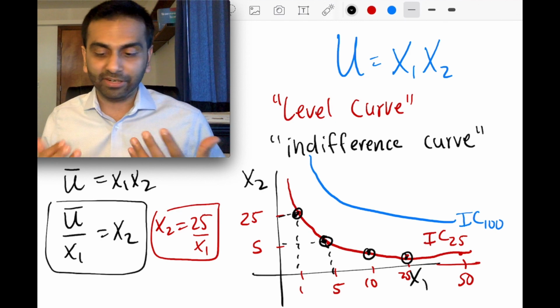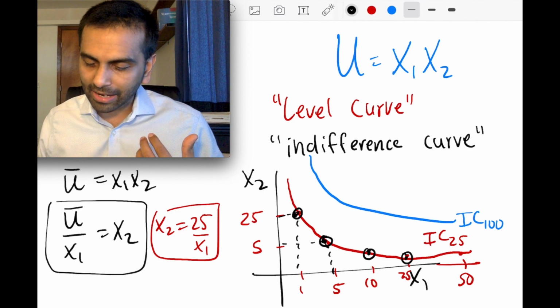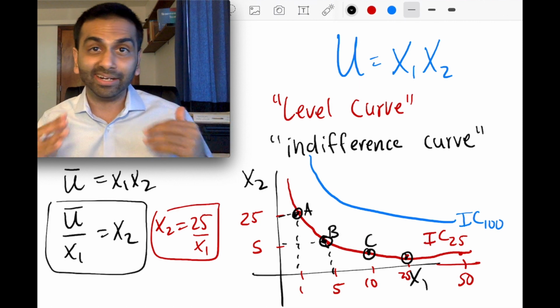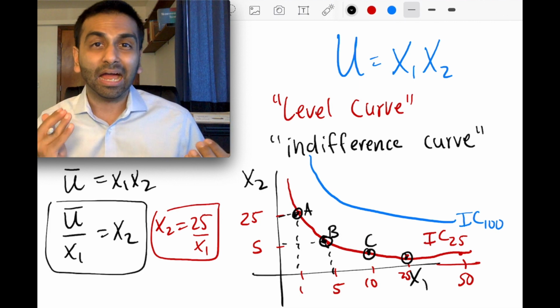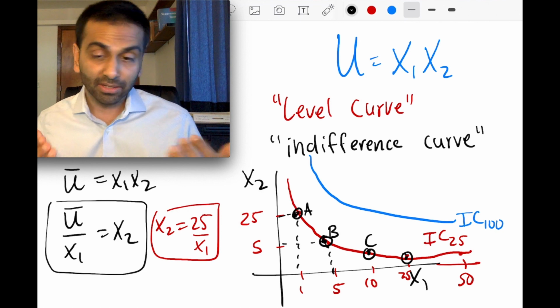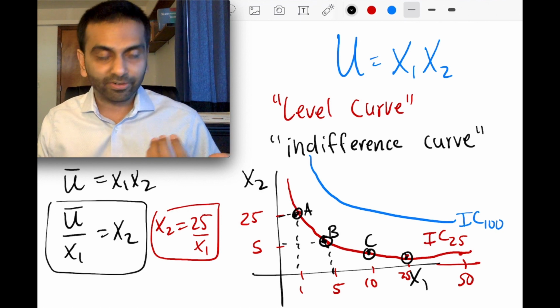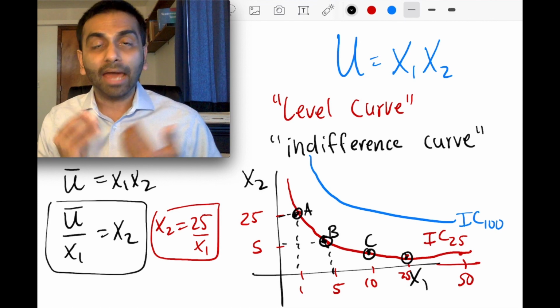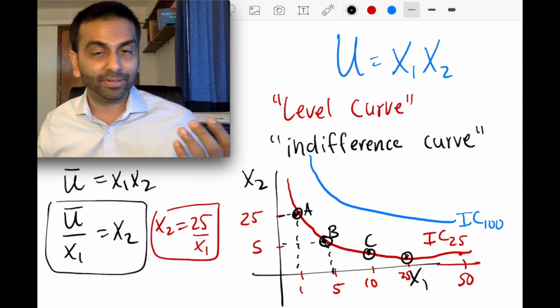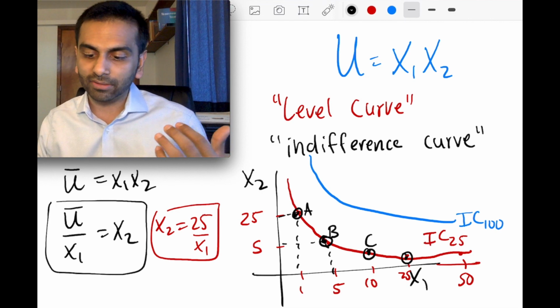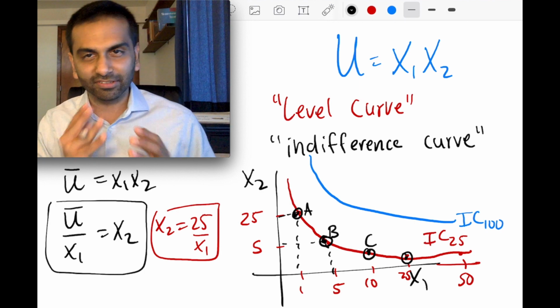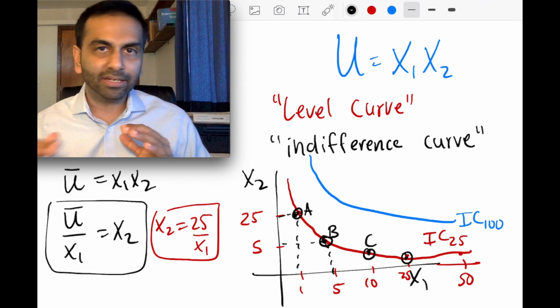you're basically indifferent. If I were to ask you to choose, what would you rather have, bundle A, bundle B, or bundle C? You'd say literally either one. I don't care. They're all the same to me. I'm indifferent between them because they all give me the same U level, which is U bar, whatever I chose for that indifference curve. And that's why, because you're indifferent between all the bundles on it, it's called an indifference curve. It's a set of all bundles that you're indifferent between.